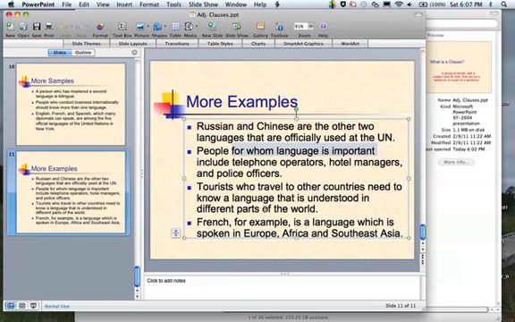Over in the third bullet, you have that is understood in different parts of the world. That's one adjective clause. You have who travel to other countries is your other adjective clause, and then you have tourists need to know a language as your independent clause. Holy mackerel, that's a bunch of stuff there. If you want to ask me a question about this one in class, please do. 2 adjective clauses, 1 independent clause.